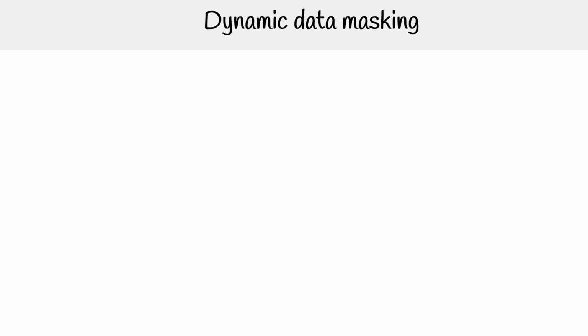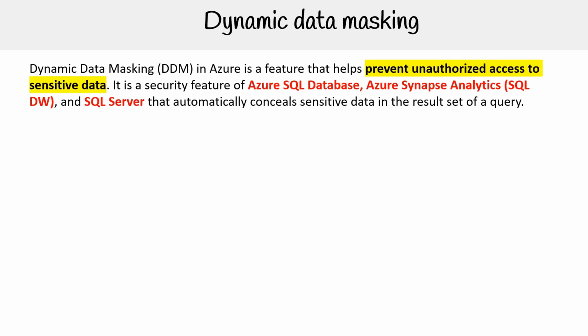The next topic we'll be covering is dynamic data masking. Dynamic data masking, or DDM, in Azure is a feature that helps prevent unauthorized access to sensitive data. It is a security feature of Azure SQL Database, Azure Synapse Analytics, and SQL Server that automatically conceals sensitive data in the result set of a query.